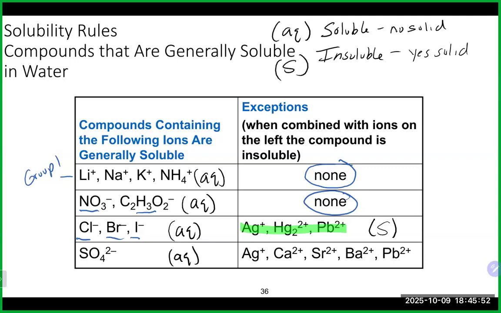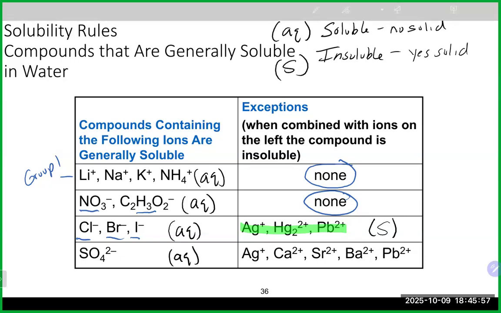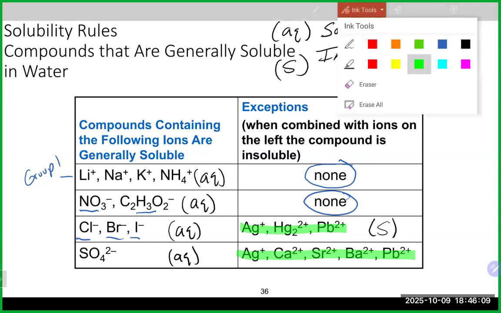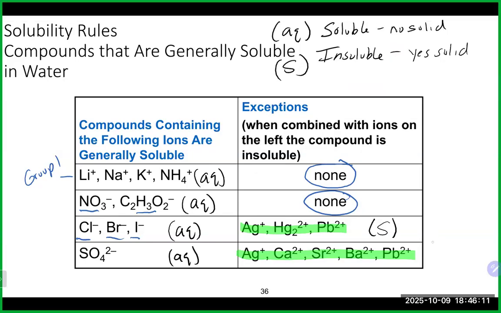If you have sulfate, it is soluble in everything, but there are also exceptions to that, which means if you have sulfate with silver, calcium, strontium, barium, or lead 2, it will not be soluble, but it will be insoluble, and they would get a solid. Any questions on that there?